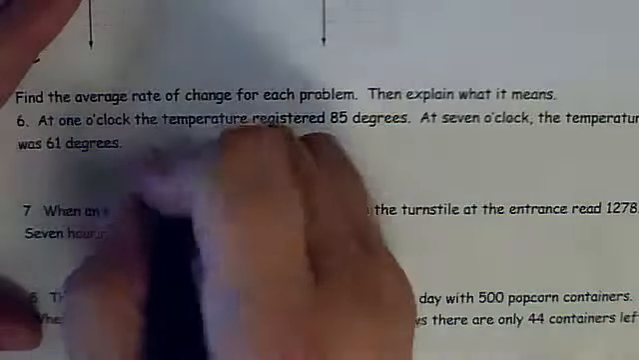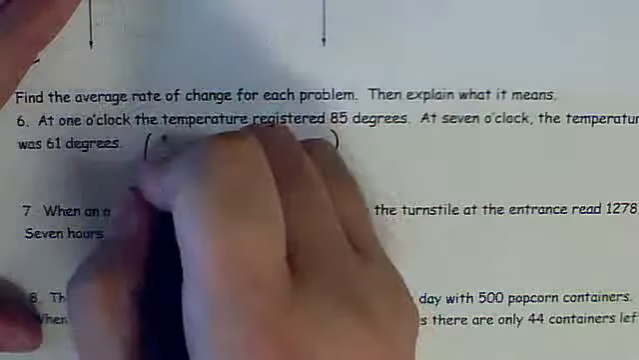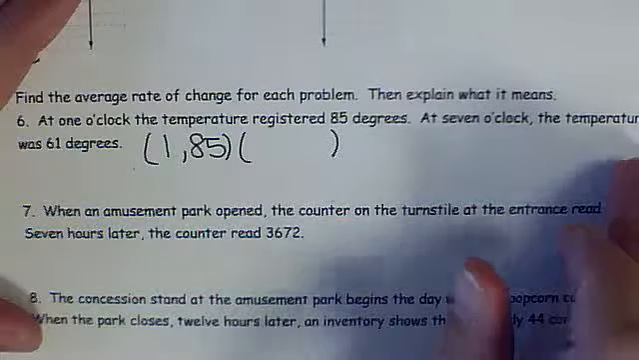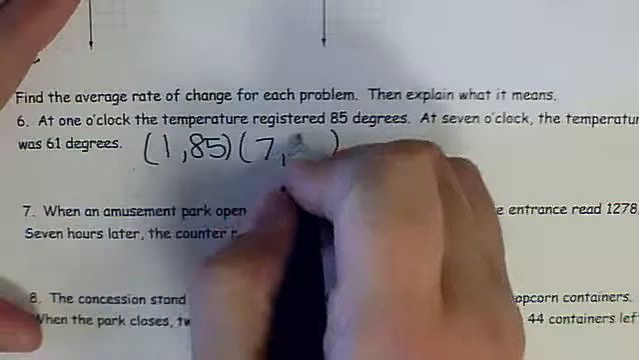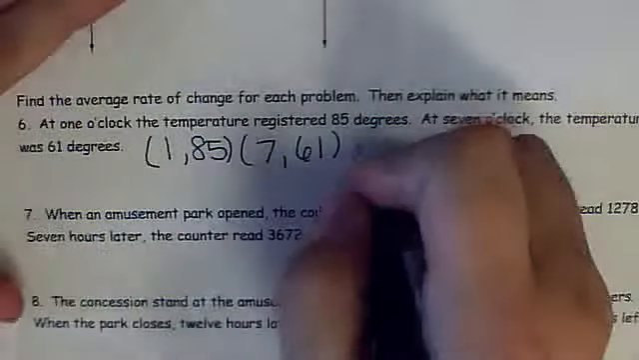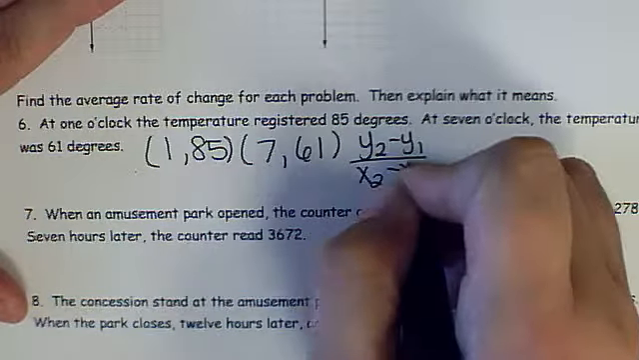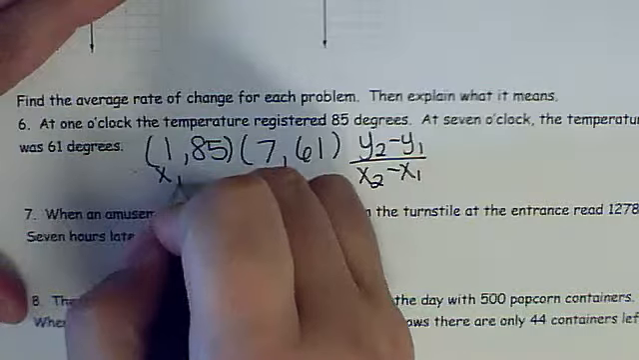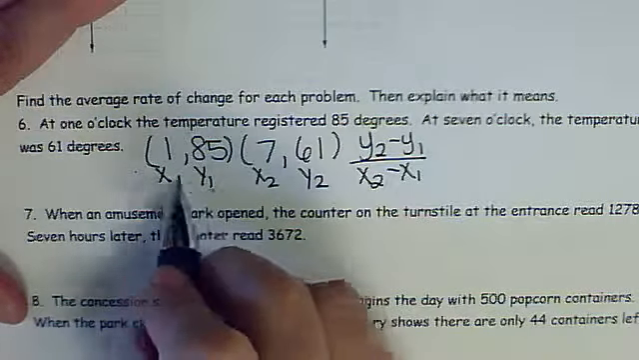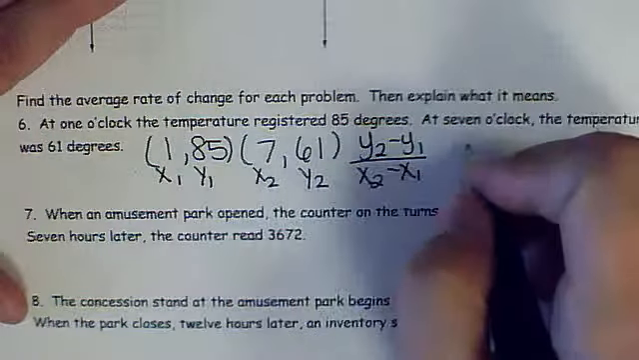So the first thing I do is I make these into ordered pairs. At 1 o'clock, the temperature was 85, so 1, 85. At 7 o'clock, the temperature was 61 degrees, so 7, 61. Then I use that formula that we talked about on Friday. Remember, it was y2 minus y1 over x2 minus x1. And I labeled these x1, y1, x2, y2. Remember, x1, y1 just means the first x and y. x2, y2 is the second x and y. Then I plug it in.